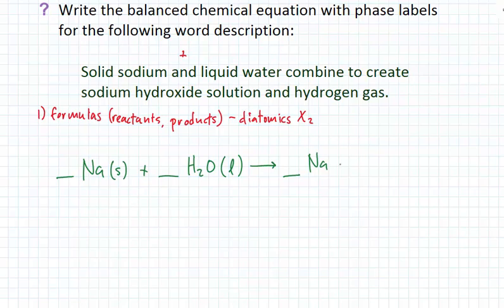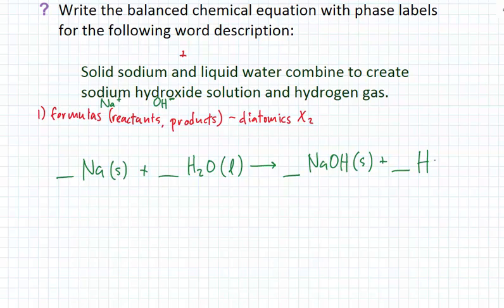Sodium, and then hydroxide was a polyatomic ion. If you're ever not sure how to write one of these formulas, the name is going to be very helpful, especially in a little bit, to write what those ions are. Sodium is plus and hydroxide is OH minus. So all that formula needs to be is NaOH. Solid.